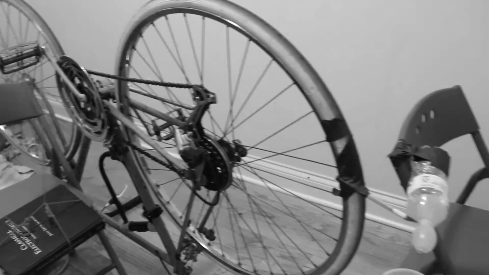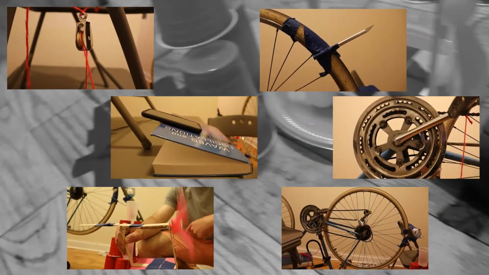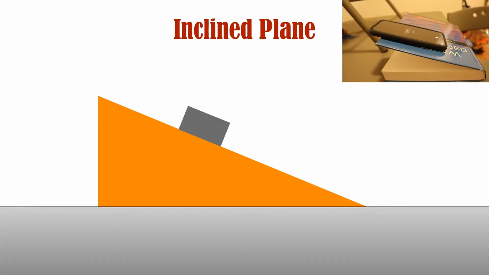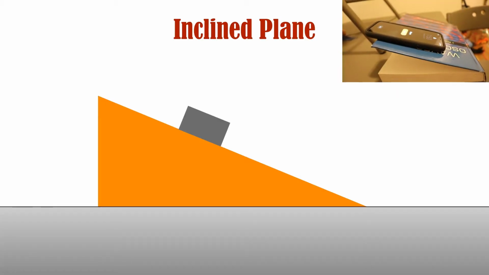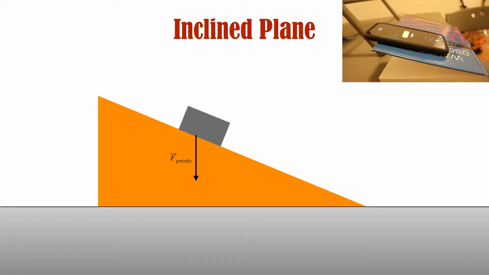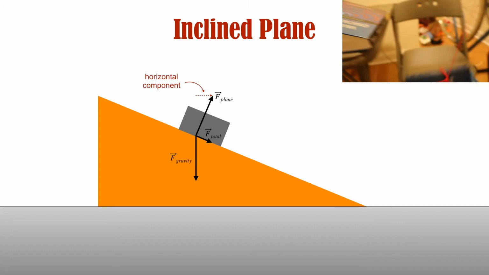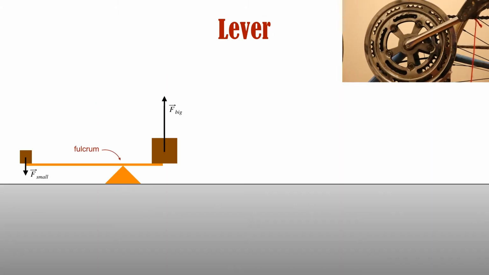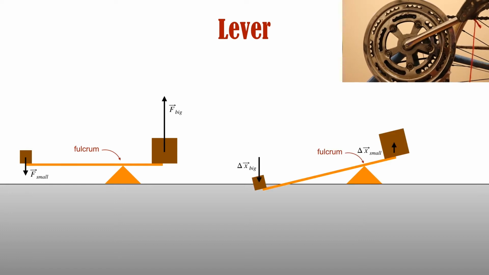Our Rube Goldberg machine uses all 6 classic examples of simple machines. A plane is simply a slanted surface. It takes a vertical force, like gravity, and adds a horizontal component. A lever is a beam attached to a fulcrum that turns a small force over a large distance into a large force over a small distance.